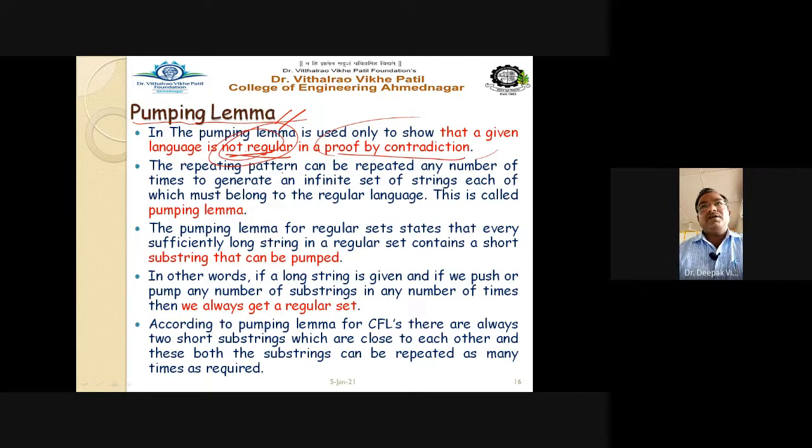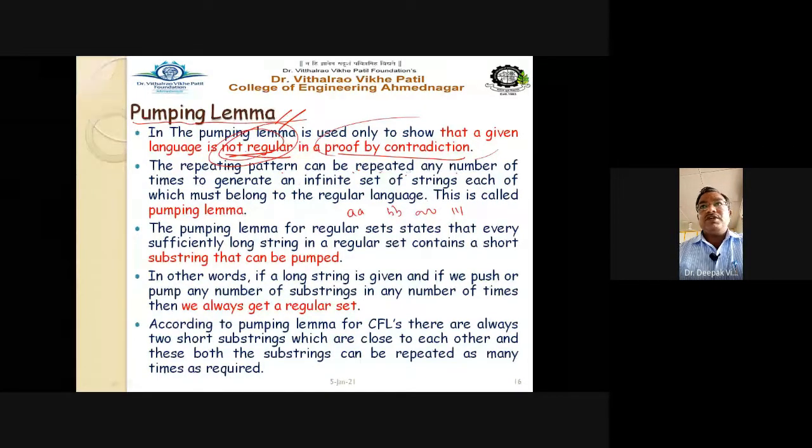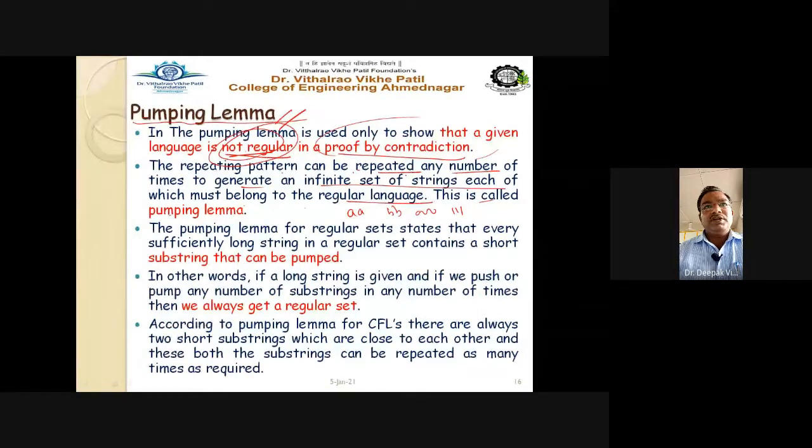The repeating pattern can be repeated any number of times, because you know what a regular language means. It is the language where some pattern, suppose A, BB, or 000 or 111, is repeating regularly in that particular string. So the repeating pattern can be repeated any number of times to generate an infinite set of strings, each of which must belong to a regular language, right? So this is called the pumping lemma.